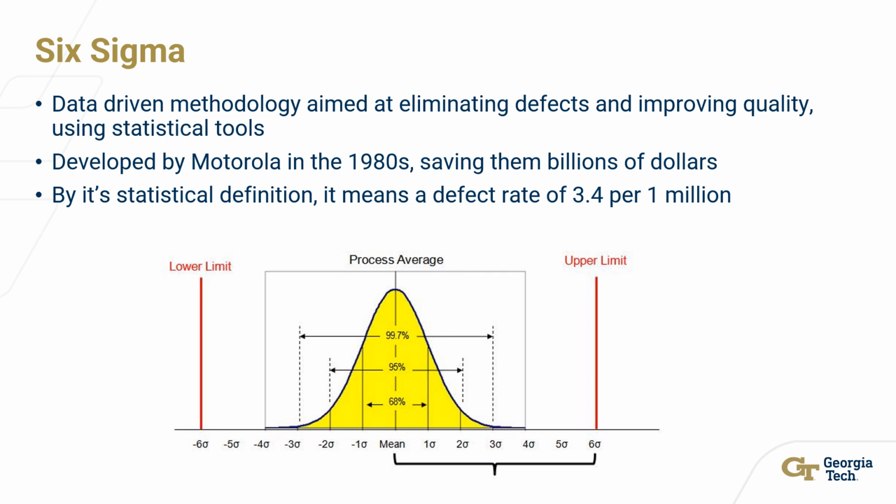The graph on the bottom shows a standard bell curve, and the Six Sigma refers to the 6 standard deviations of allowable part deviation while still remaining inside the upper and lower control limits on any given production line or manufacturing system.